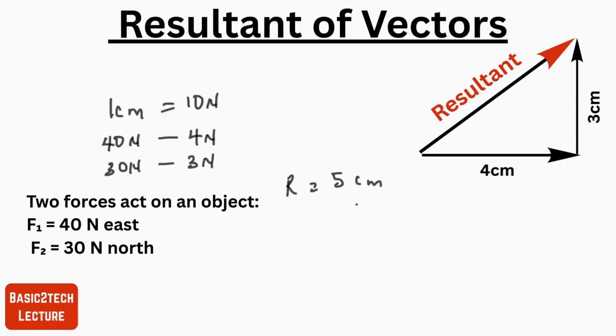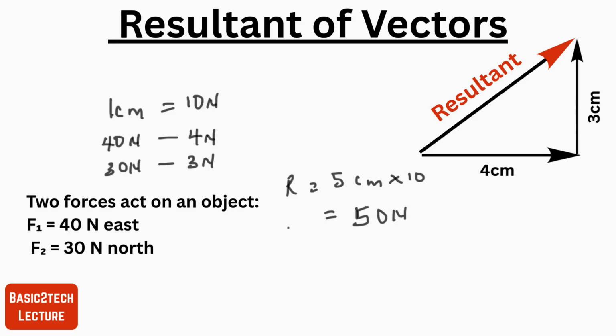Okay. If you have 4.5, no problem. So we have 5 centimeters. What next? Remember, we use 1 cm to 10 Newton. So we multiply this 5 cm by 10. So we have 50 Newton. So our resultant is 50 Newtons.